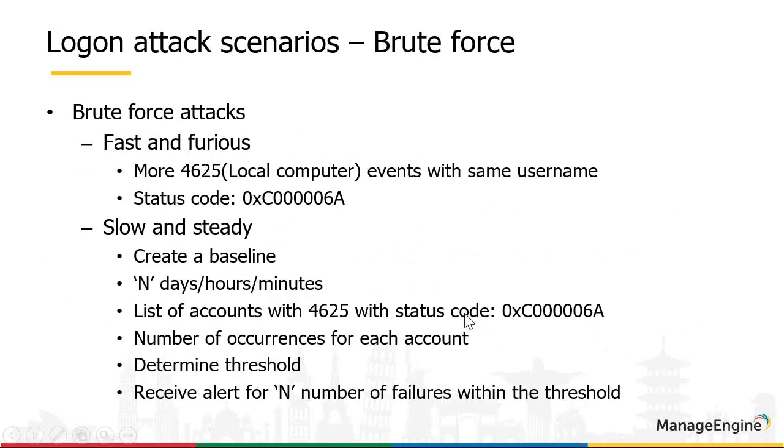Well, brute force and how brute force can be detected. In a fast and furious way, when a large number of 4625 logon failure events happen on a local computer with the same username, and the status code is 6A, that's bad username. That's pretty fast and furious. Someone is really trying to guess the possible combination of a user account and a password.